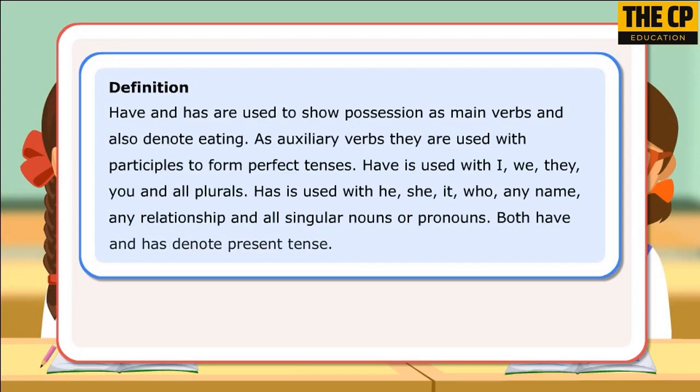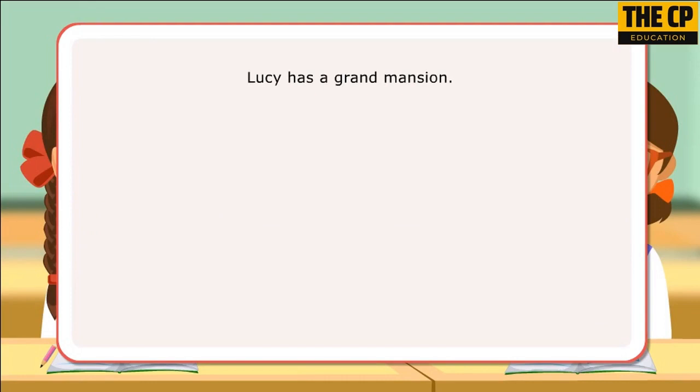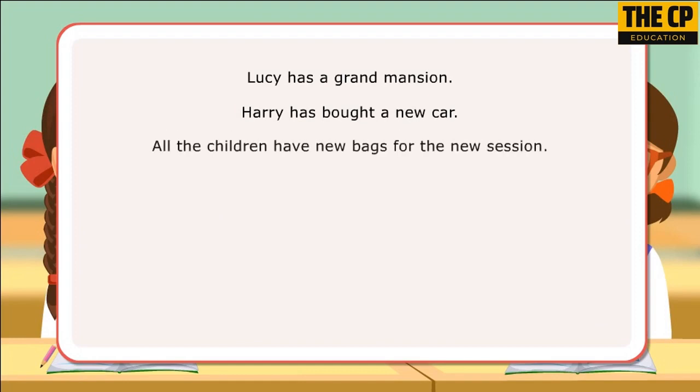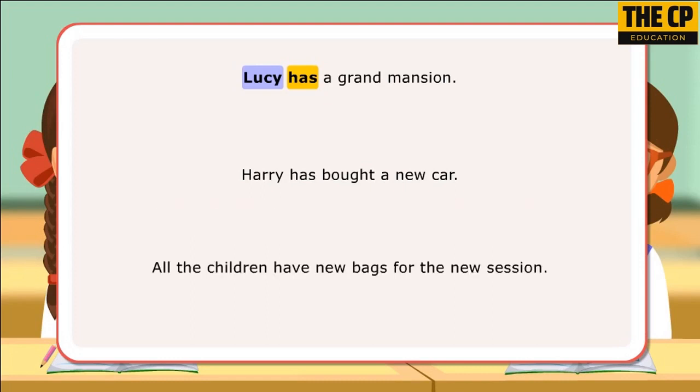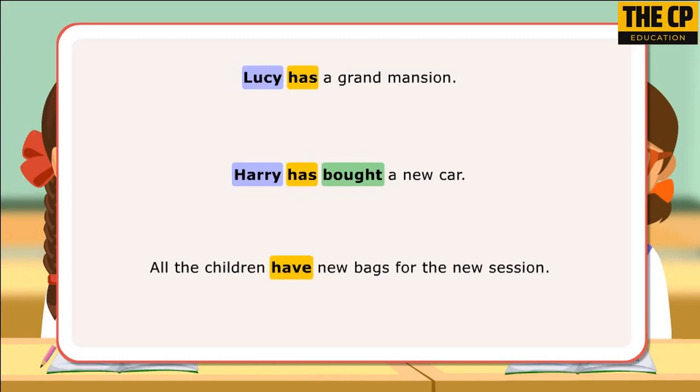Let us look at a few sentences. Lucy has a grand mansion. Harry has bought a new car. All the children have new bags for the new session. In the first sentence, has been used after a name to show possession. In the next sentence, has been used after a name and with past participle bought to form present perfect tense. In the last sentence, has been used with plural children to show possession.